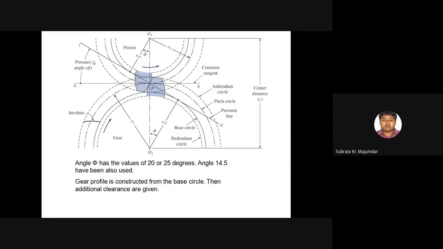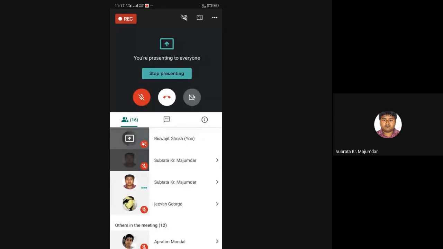Again, I can repeat what the pressure angle is. It is the angle between the common normal to the two gear teeth at the point of contact and the common tangent at the pitch point, and it is denoted by phi. The standard pressure angle varies from 14.5 degrees to 20 degrees, and in some cases from 20 to 25 degrees.